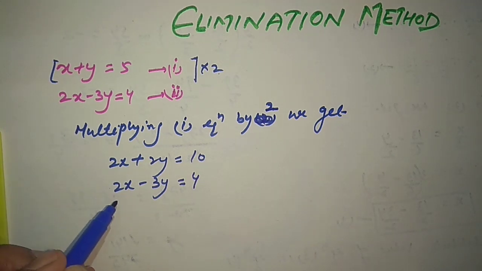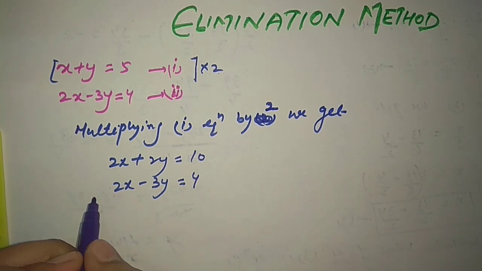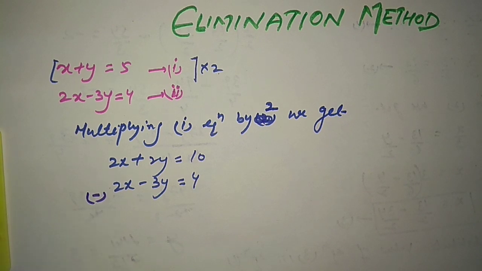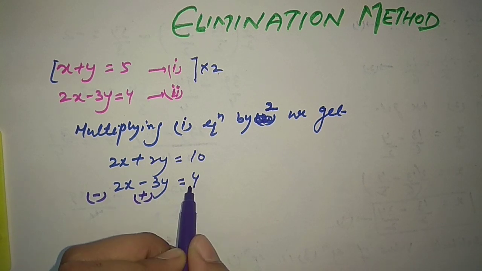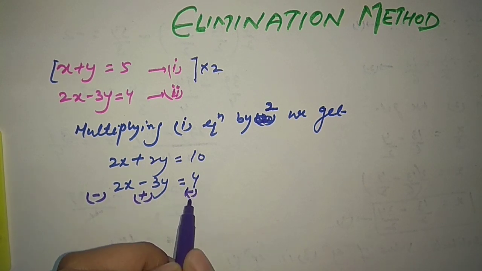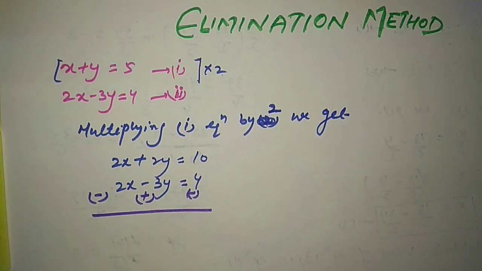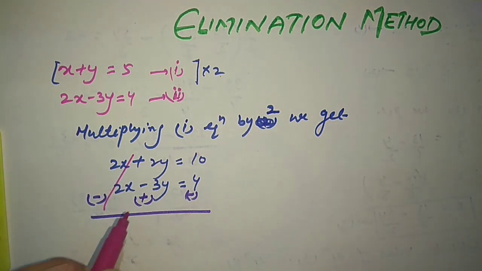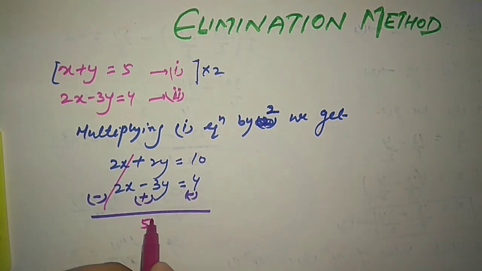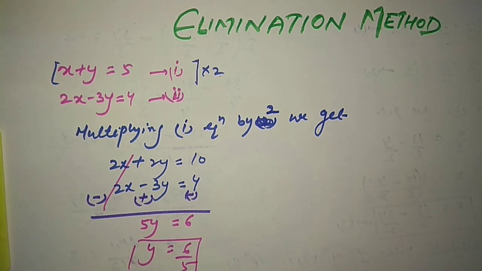Now I want to eliminate this. How will I eliminate? By subtracting. So I am subtracting these equations. On subtracting, the sign will get changed. This is plus, it becomes minus, it is minus, it becomes plus, and this is plus, it becomes minus. So now I will solve it. I will get what? 2x minus 2x will cancel each other. 2y plus 3y is 5y. 10 minus 4 is 6. Y is equal to 6 upon 5. So this is our required equation.